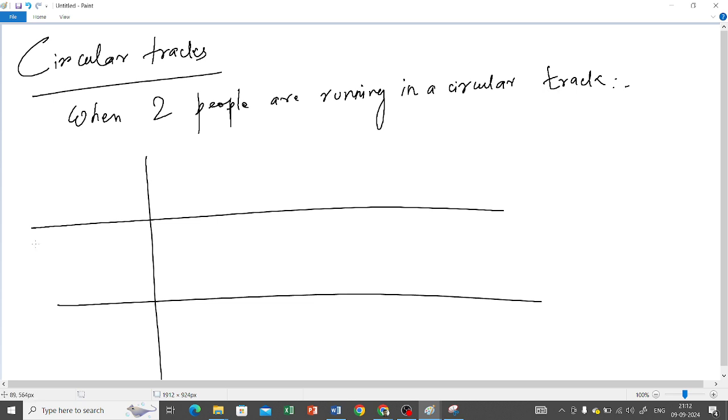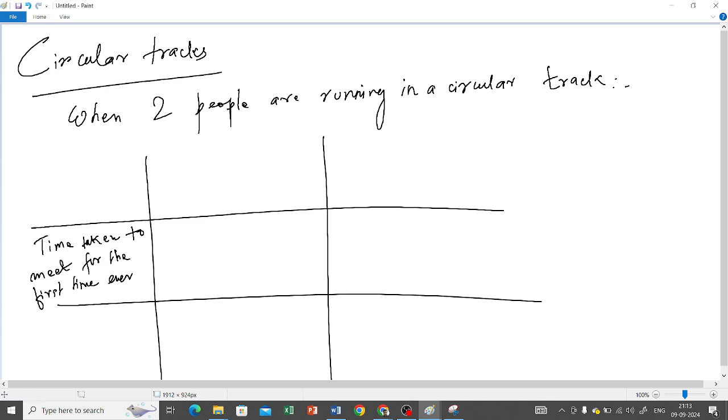Time taken to meet for the first time ever. What does that mean? That means they are starting from the starting point and they are moving in a circular track. So they are going to meet in that race for the first time ever. What is the time taken for that?